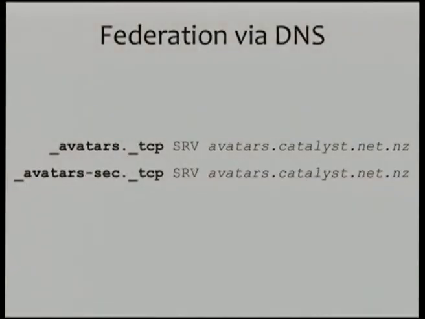The idea here is that if you control a domain name, for example, my employer Catalyst IT has catalyst.net.nz, you should be able to specify exactly where people are getting their pictures from for your domain. So for any Catalyst employee with an email address at catalyst.net.nz, they should go to that URL, avatars.catalyst.net.nz. And this is exposed in DNS through an SRV record, which is what is used for service discovery. So for example, if you want to discover a company's LDAP server, or SIP server, or something like that, this is typically the kind of record that you would use.